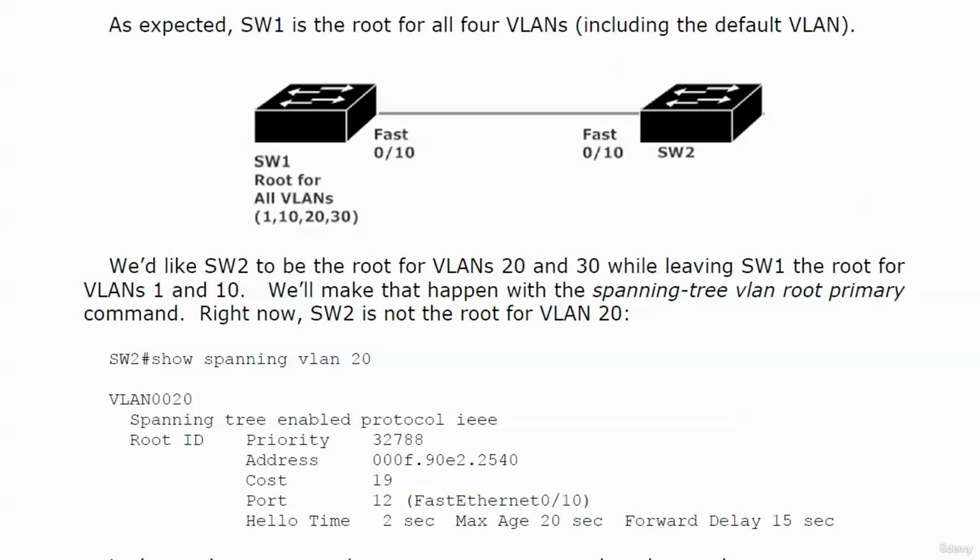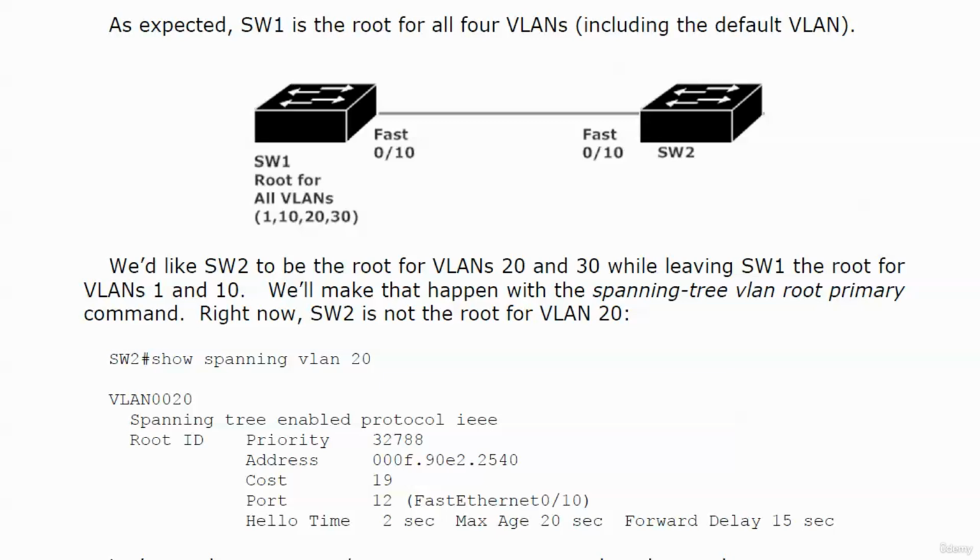Now, the first part of the lab here looks pretty familiar. Switch 1 and switch 2 connected at their fast 0/10 interfaces, and there's only one trunk this time between switches 1 and 2. Right now, switch 1 is still going to end up being the root for every single VLAN, but what we'd like to have happen is make switch 2 the root for VLANs 20 and 30, while leaving switch 1 the root for VLANs 1 and 10. And there are 2 methods to make this happen. I find the much more efficient method is using the spanning-tree vlan root primary command. Don't worry, I'm going to sneak the second one in on you too.